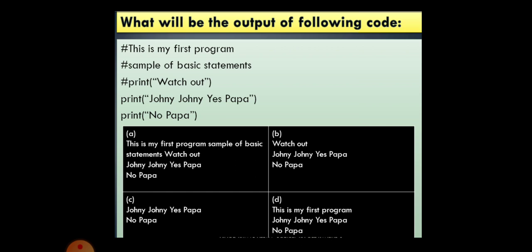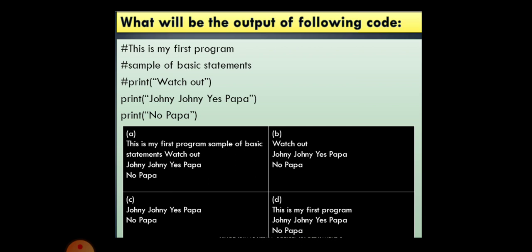As we discussed in the previous module, any line which starts with a hash won't be executed by the interpreter. So the first 3 lines start with a hash, and you will get the answer as C only. That is Johnny, Johnny, yes Papa. On the second line you will get no Papa. So the first 3 lines are considered to be comments and the rest of the 2 lines are the actual statements or actual script. So you will get the correct answer as C.